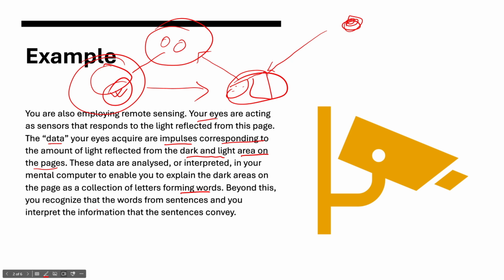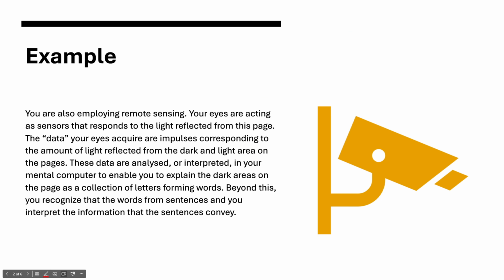Beyond this, you recognize every word, and after analyzing these words they form a sentence, and you interpret the information that the sentence conveys. After analyzing this sentence, you can say that it tries to explain something.